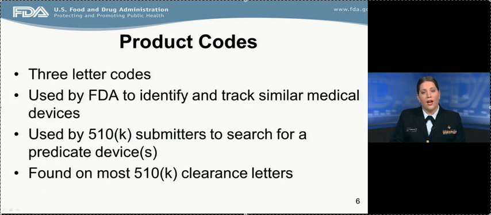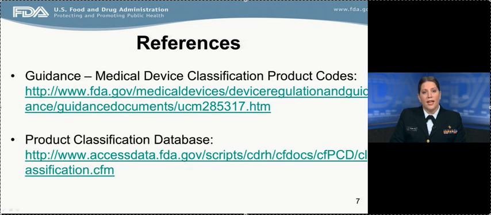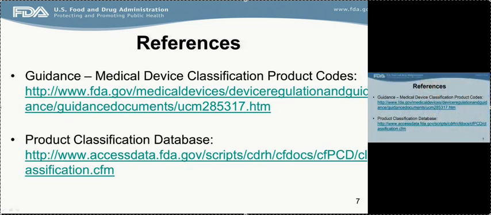Most product codes are found on all 510K clearance letters. This can be extremely useful to you as you can search for relevant products that have similar product codes. Within this slide, I've provided you references to the guidance document on medical device classification product codes, which provides you additional information on what product codes are and how they can be used.